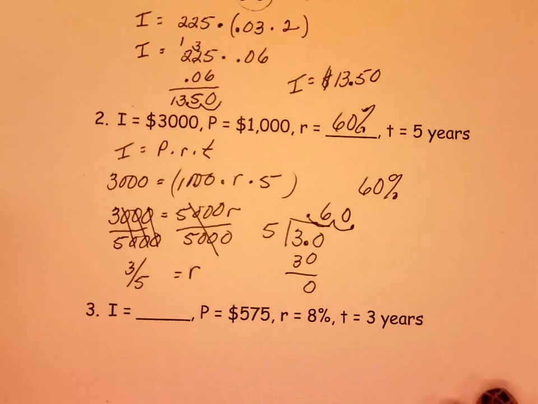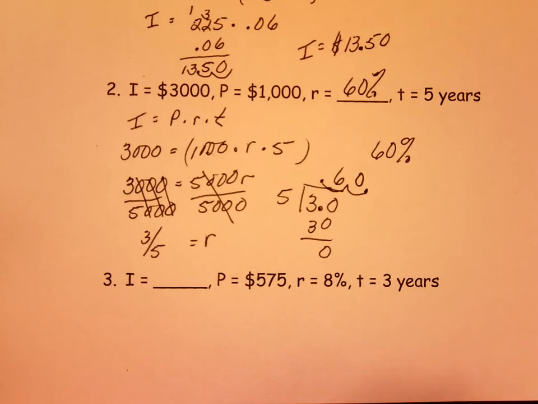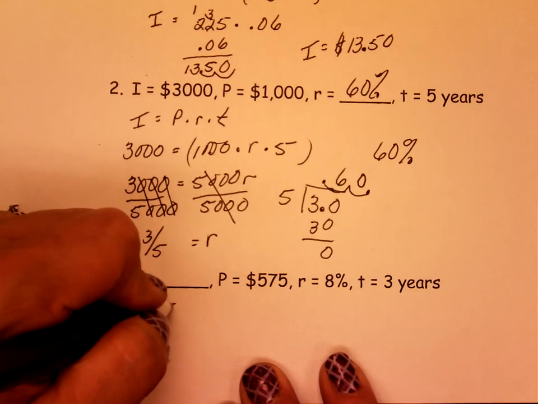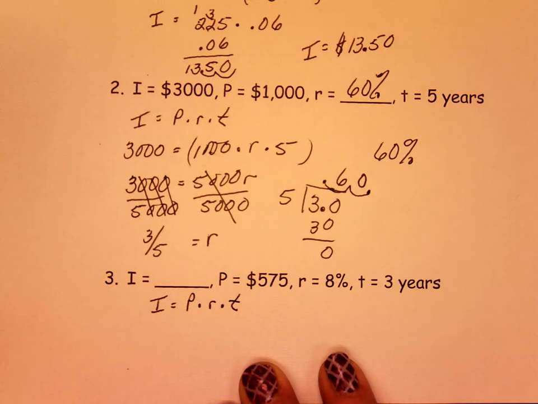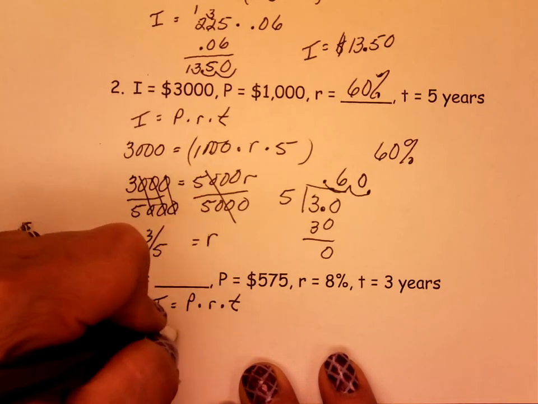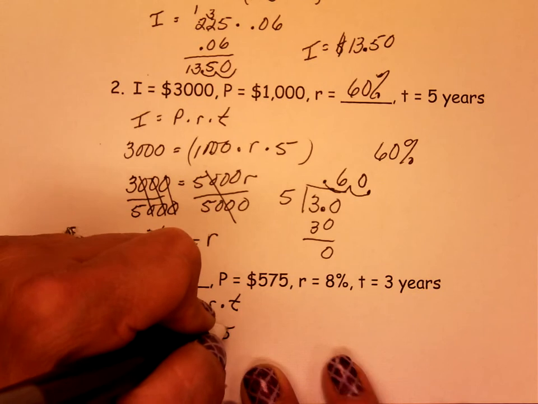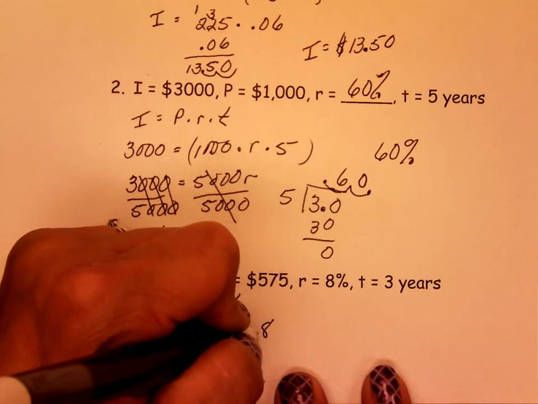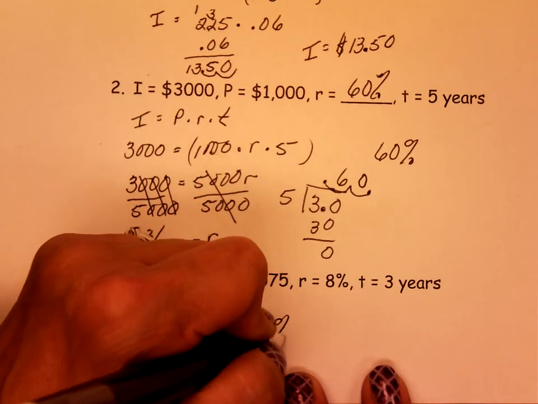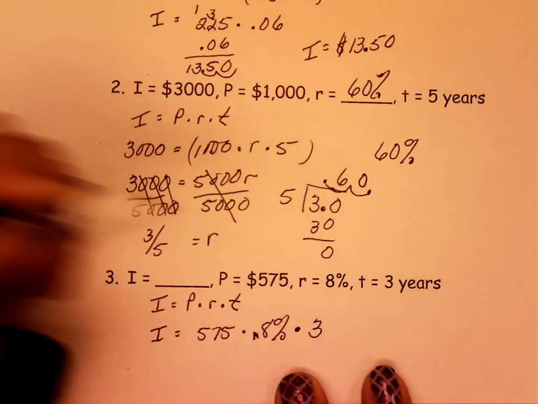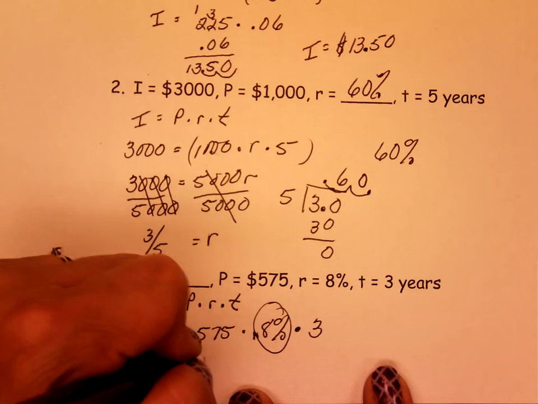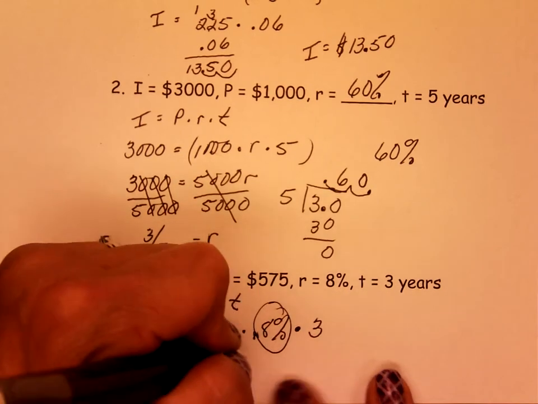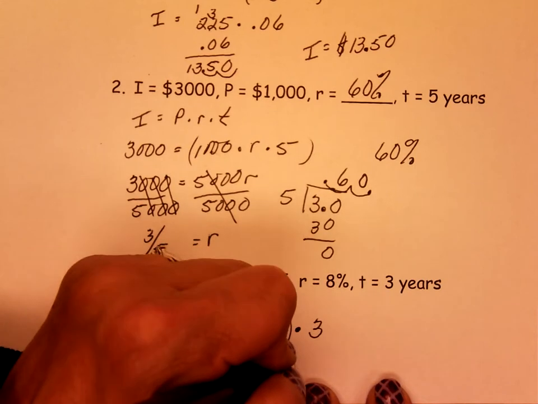All right, try number 3 on your own, and when you're ready, go ahead and push play. So you should have written the formula. I is equal to P times R times T. Replace your variable with numbers that you know. We don't know what I is. P is 575 times 8% times 3. Now you got to convert your 8% to decimal. So I is equal to 575 times 0.08 times 3.